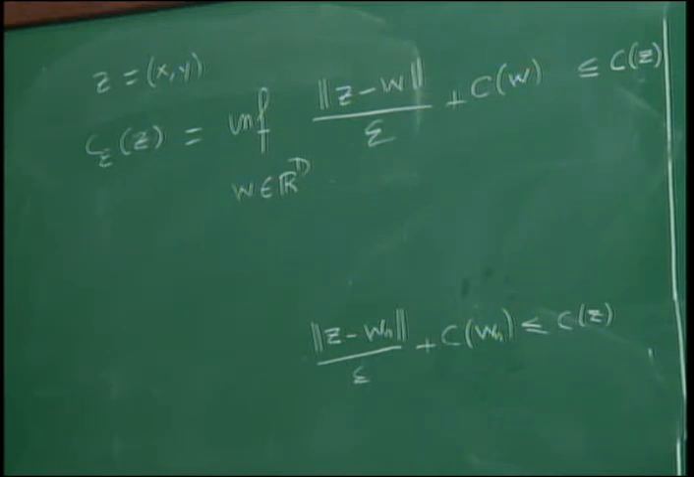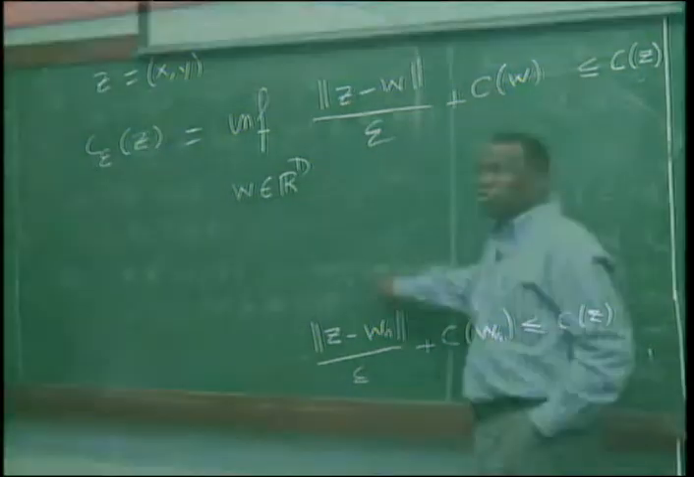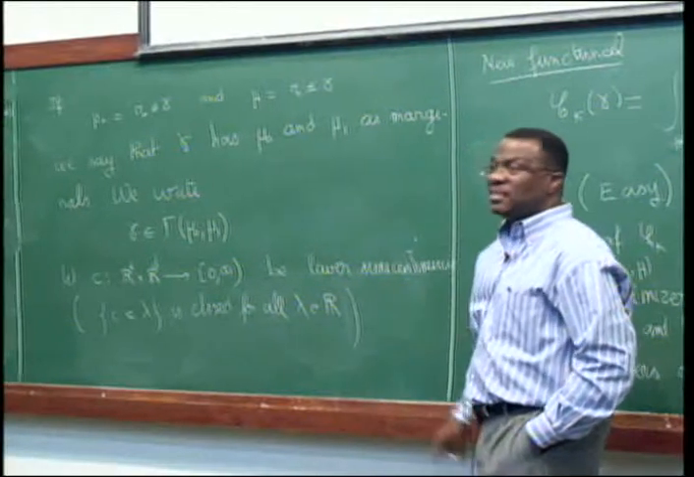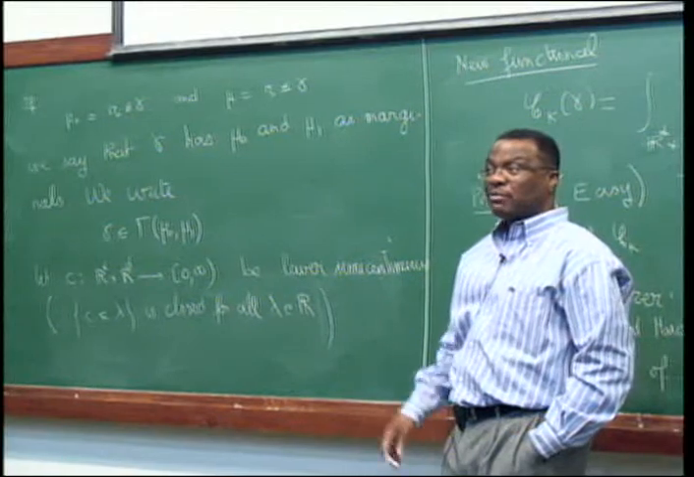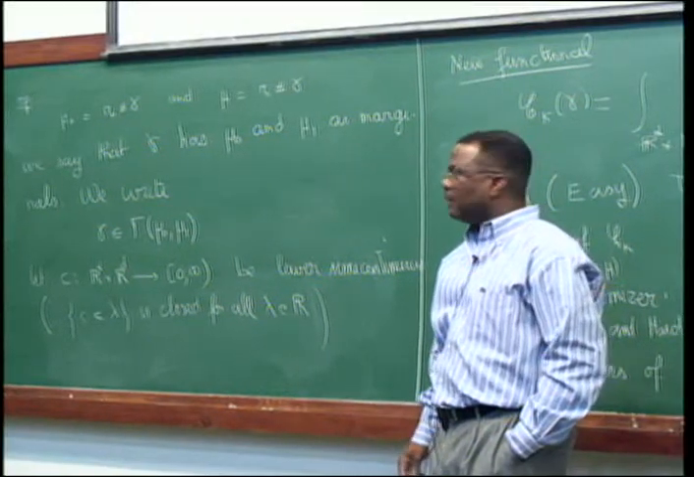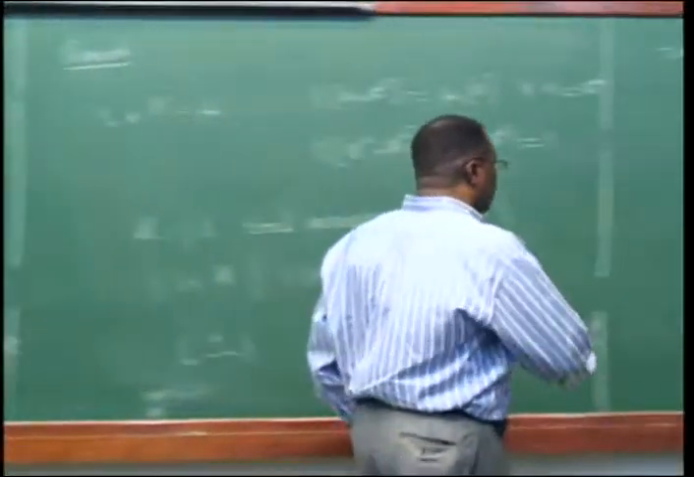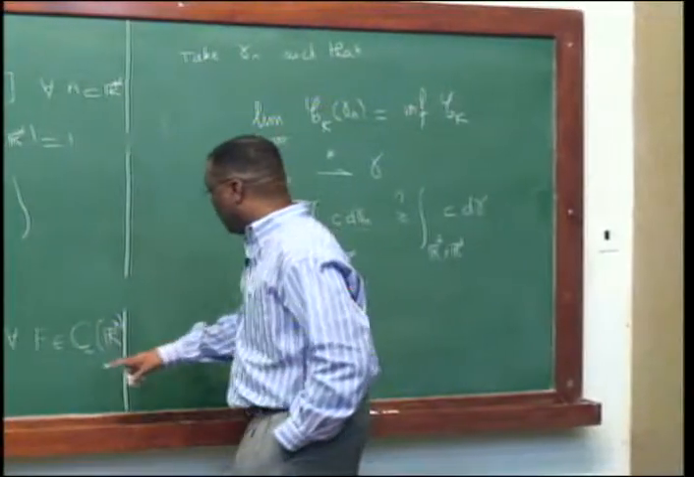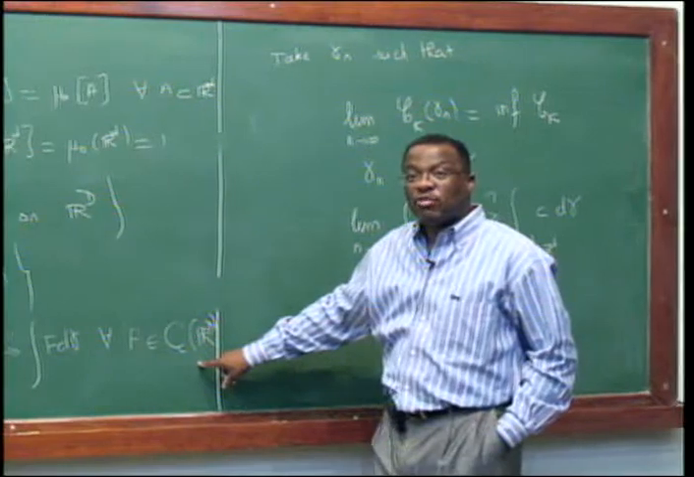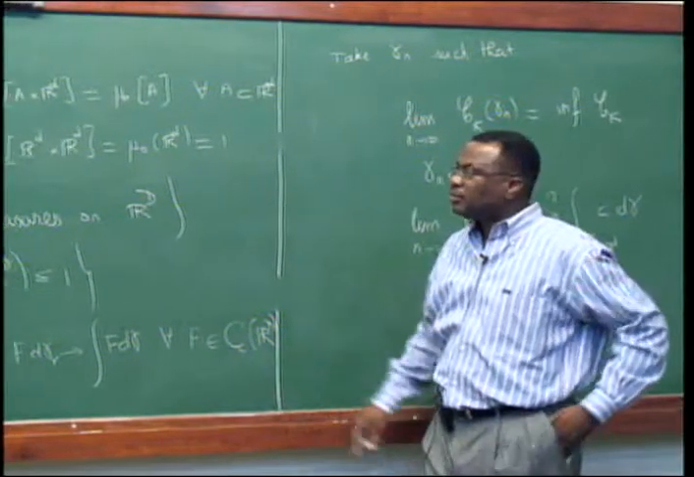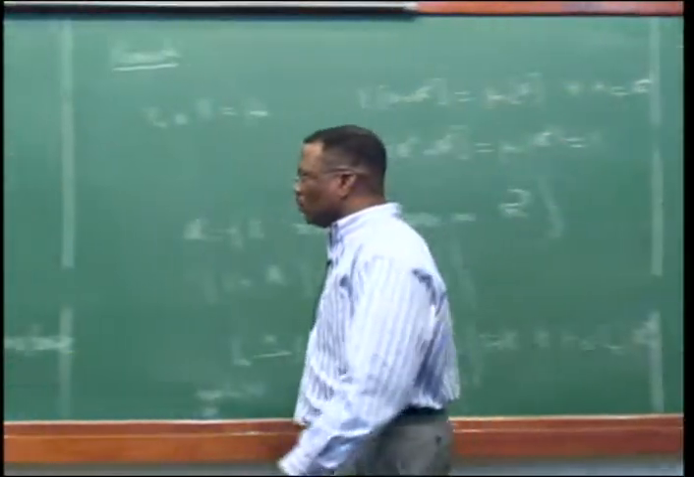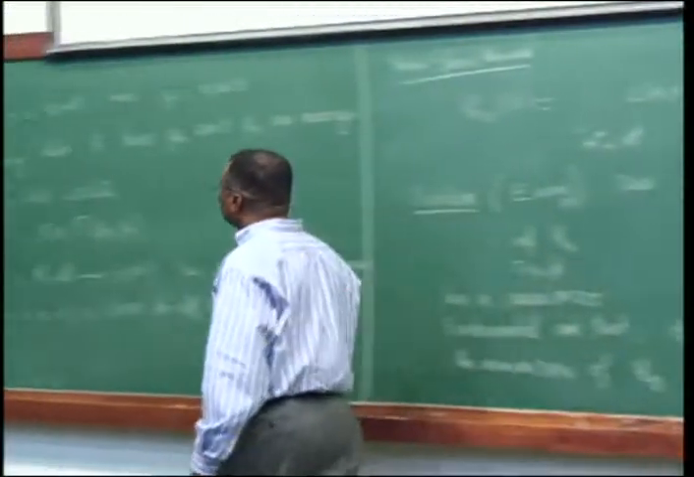So let us come back to our problem. C was just lower semi-continuous. I approximate C by Lipschitz functions, in particular functions which are continuous. There is one problem I have not resolved: the fact that C epsilon has compact support. So here is how you resolve that.